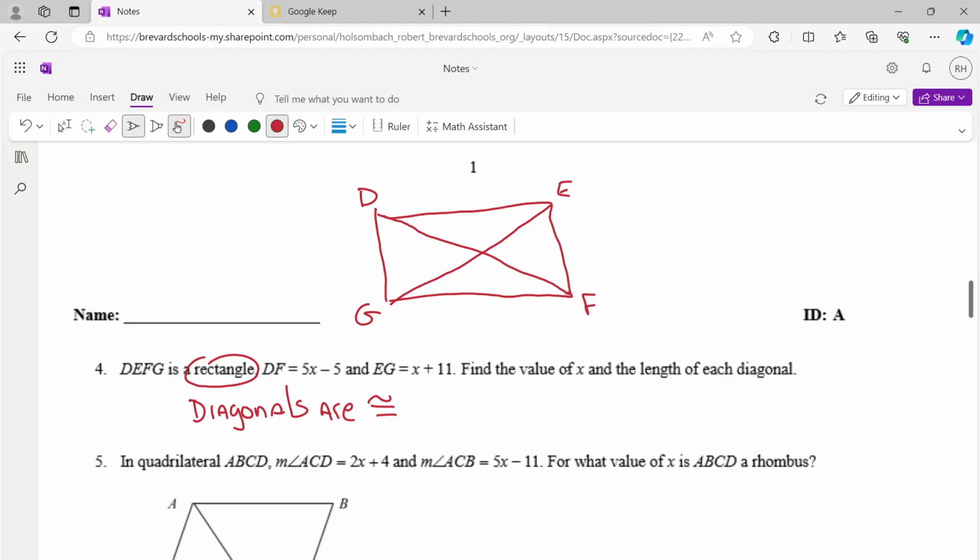Find the value of x and the length of each diagonal. All right, so 5x minus 5 is equal to x plus 11. Gonna subtract x from each side. And 4x minus 5 is equal to 11. And add 5 to each side.